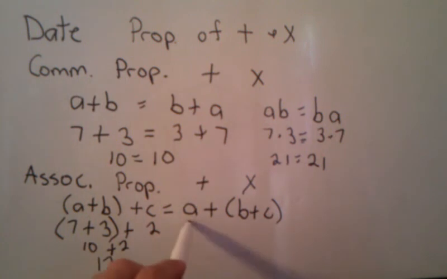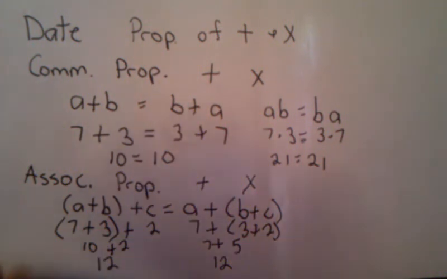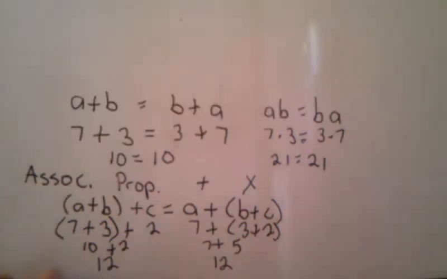But let's say that over here, I want to do 3 plus 2 first. 3 plus 2 is 5. Well, 7 plus 5 is 12. So the associative property says that I can group them any way I want. Okay, that's addition. Now let's do it with multiplication.